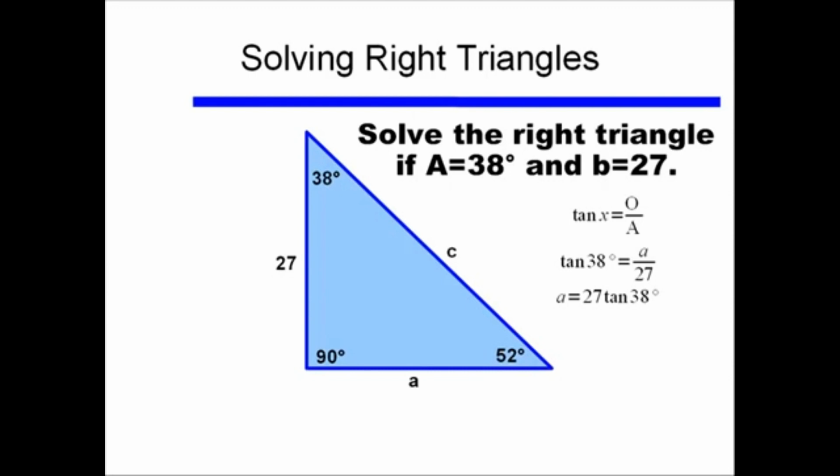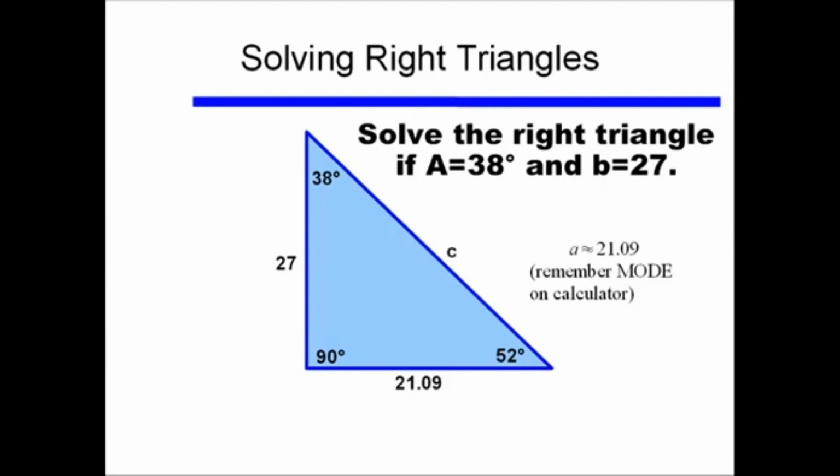So I would find, by cross-multiplying, that length a is equal to 27 times tangent of 38 degrees. 38 degrees is not one of our special triangles. It's not 30, 60, or 45 degrees, so we're going to use our calculator and find that that length a is approximately equal to 21.09. Please remember to use the correct mode on your calculator. If you're in radian measure, you will get the wrong answer.